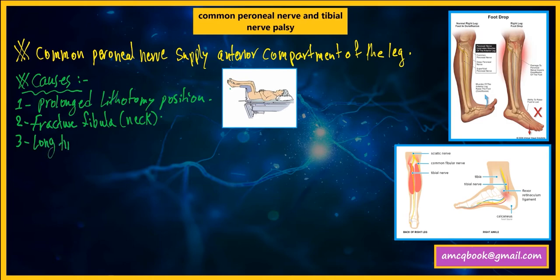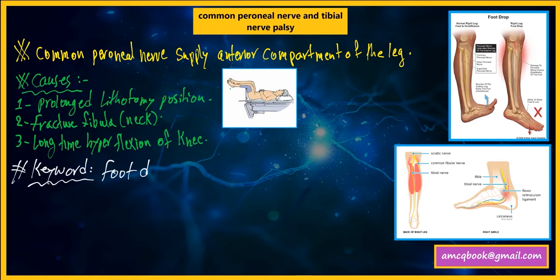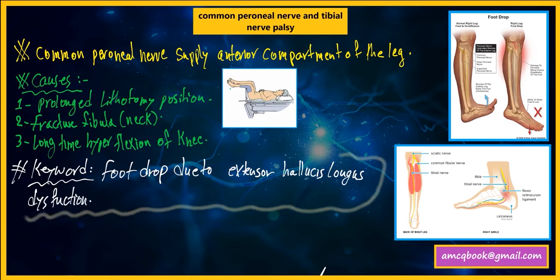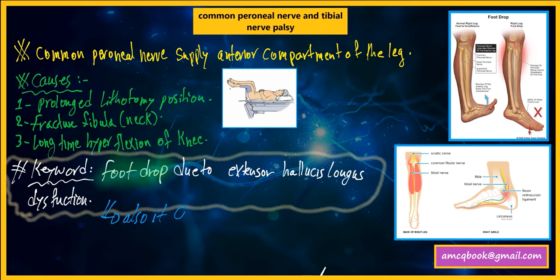So, the keyword for common peroneal nerve palsy will be foot drop due to extensor hallucis longus dysfunction. So common peroneal nerve palsy will lead to foot drop. So please focus on this, as this is very important. Other clinical picture will be foot eversion and dorsiflexion loss. Okay? Foot eversion and dorsiflexion loss.